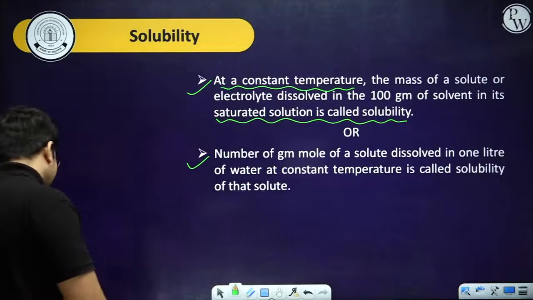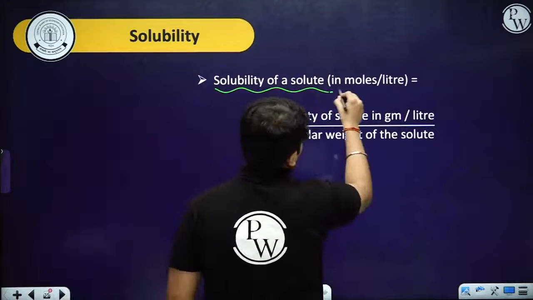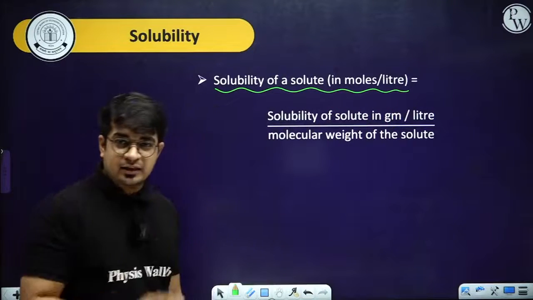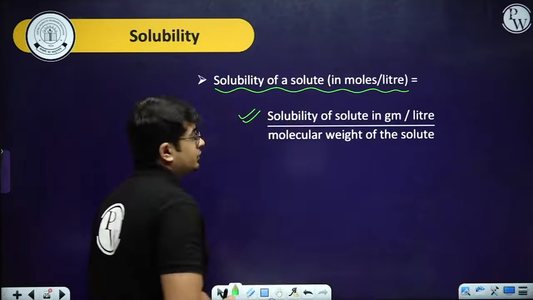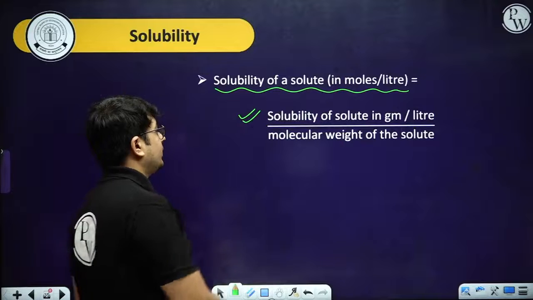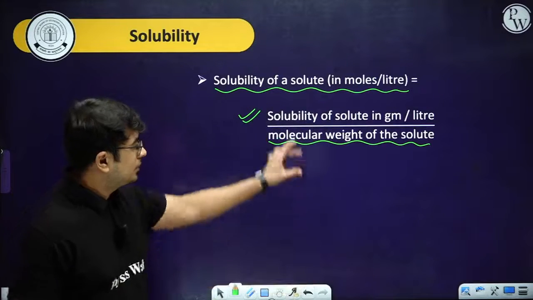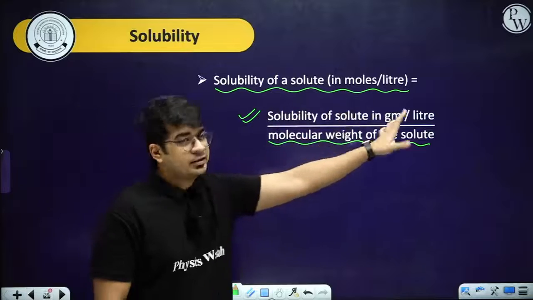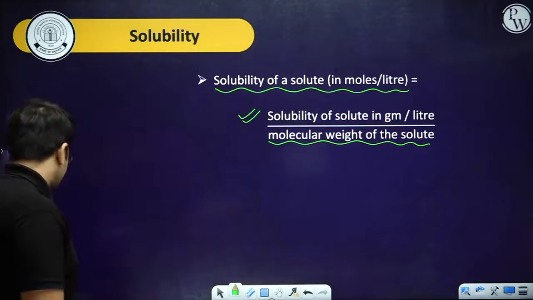Now in this particular case, if you are explaining the solubility of a solute in mole per liter, it is the solubility in gram per liter divided by the molecular weight of the solute, which is nothing but the number of moles of the solute divided by the volume of the solution, same part. I hope this part is clear.